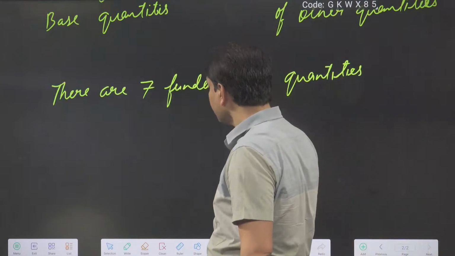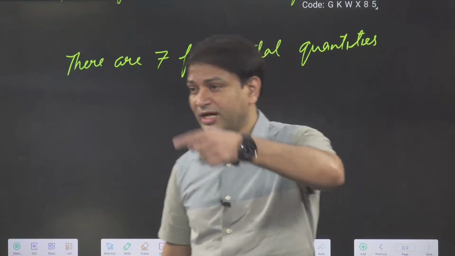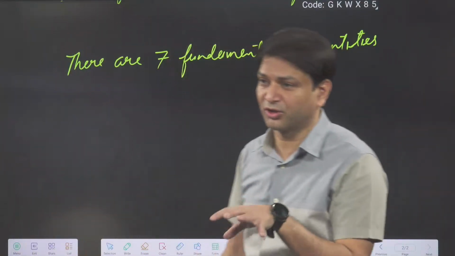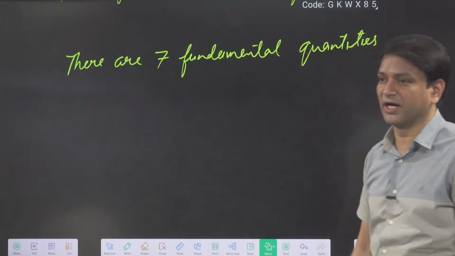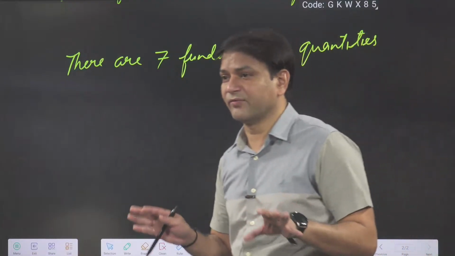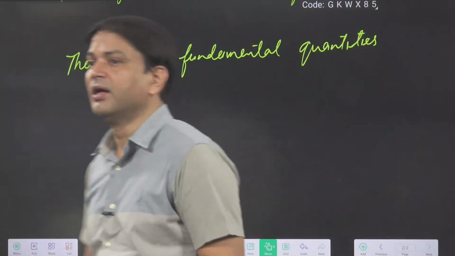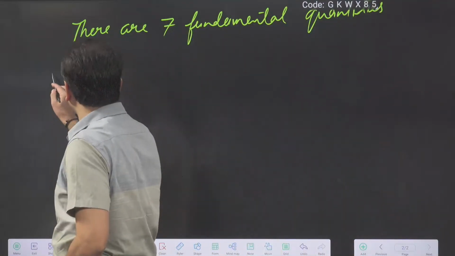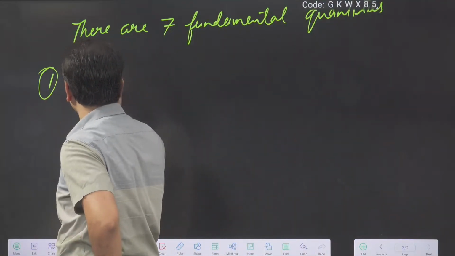Later I will give one question, and you will give the answer based on how you understand that definition. So that's why I explained the definition of fundamental also. So there are 7 fundamental quantities. Everybody knows the names. The first 3 I will say, the last 4 you will say.